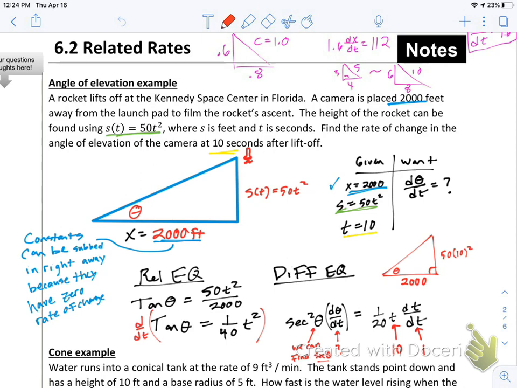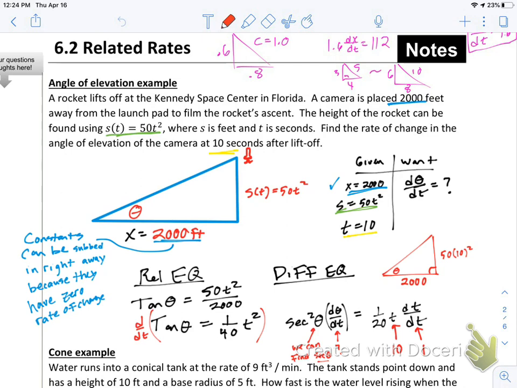So now that I've taken the derivative, I'm going to put in everything I know, because everything you know in that triangle could be used to find more things about this scenario. For instance, if I put 10 in for t, I can tell you the height of the rocket. I already know the camera's 2,000 away from the launch pad. I can also find theta if I wanted to, but for this problem, it'd be better if I just found the secant of theta. And do you remember that secant is 1 over cosine? So I could get cosine of theta and then just flip it. And cosine is adjacent over hypotenuse. So 2,000 is the adjacent to theta.